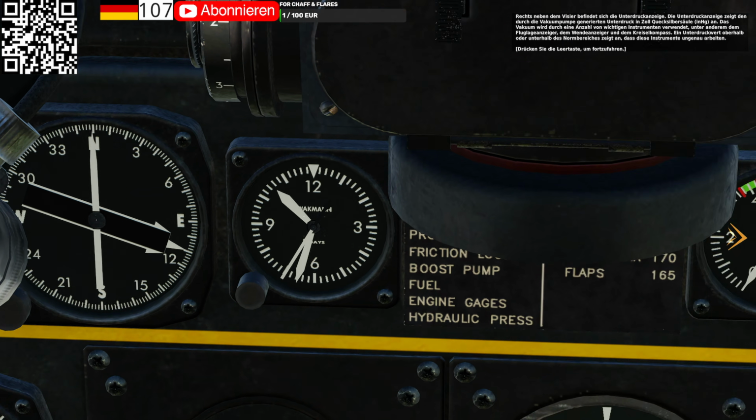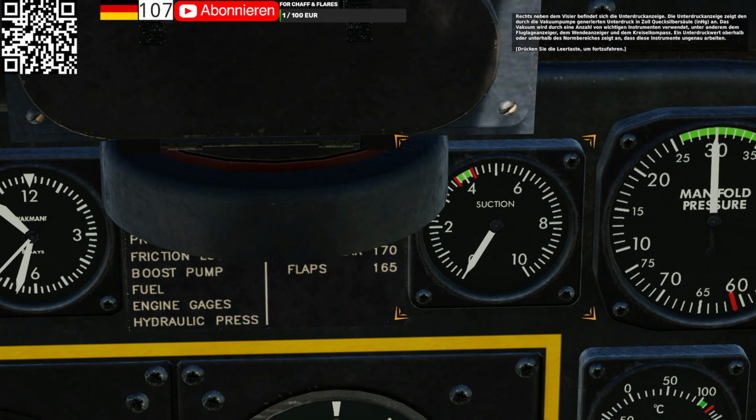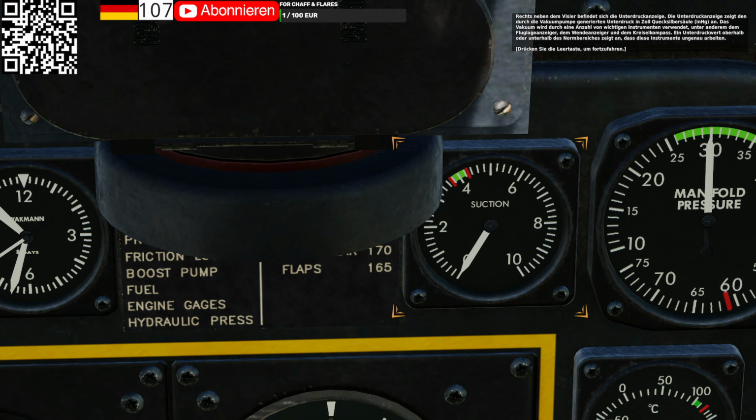On the right side of the gun sight is the suction gauge. The suction gauge indicates the amount of pressure in inches of mercury being generated by the engine vacuum pump. Vacuum pressure is used by a number of vital instruments, including the flight indicator, bank and turn indicator, and the directional gyro. A suction reading above or below normal means the readings of these indicators are unreliable.